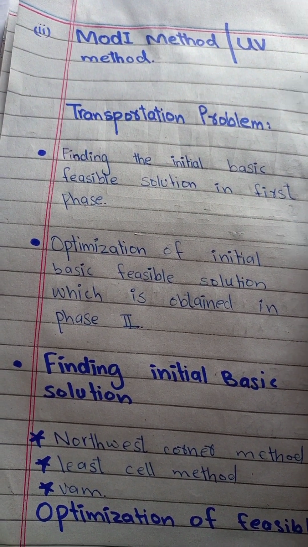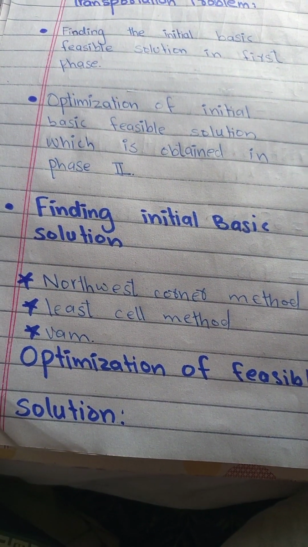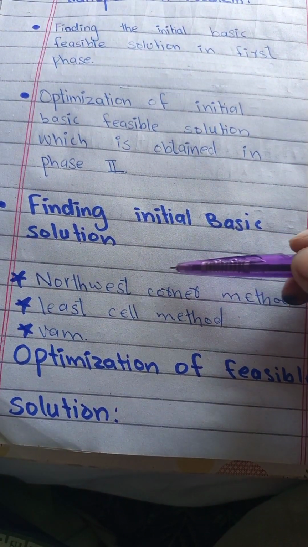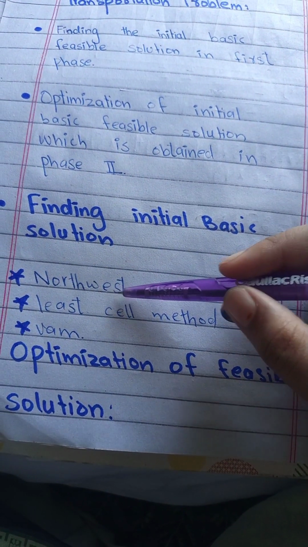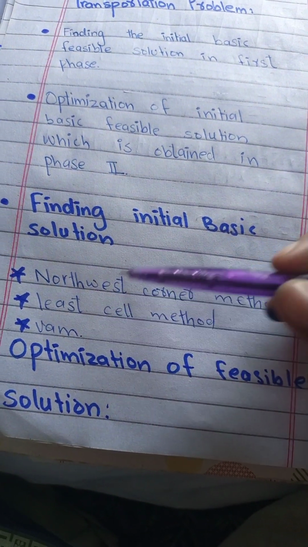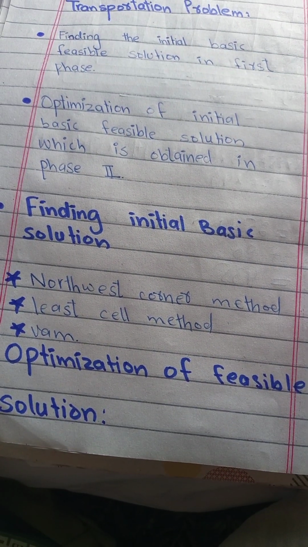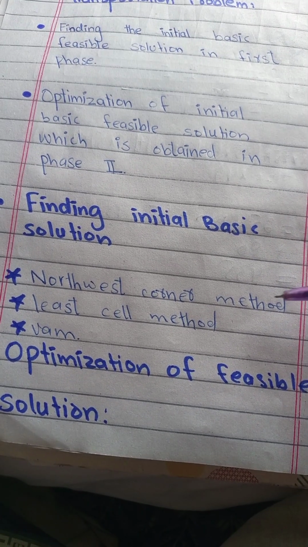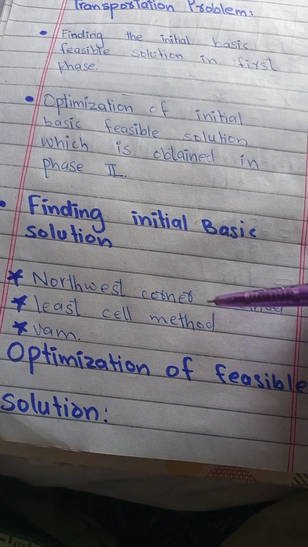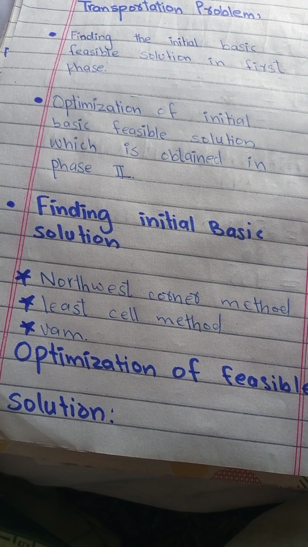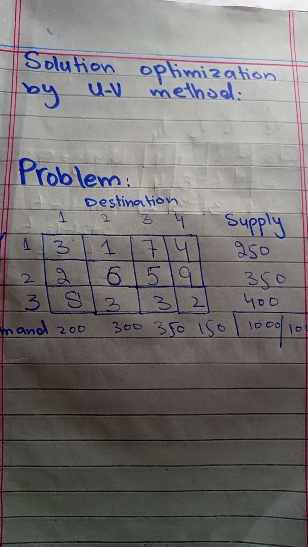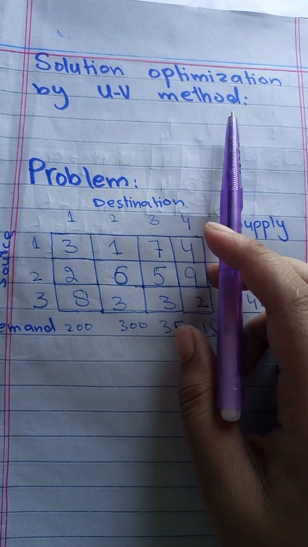Furthermore, the initial basic solution has three methods to obtain it. The first is northwest corner method, the second one is least cell method, and the third one is Vogel approximation method, which is the VAM method. You can find the initial basic feasible solution by any of these methods. I already uploaded videos on these three, so you can check them out. The second phase is optimization of the feasible solution. The solution can be optimized by using the UV method.